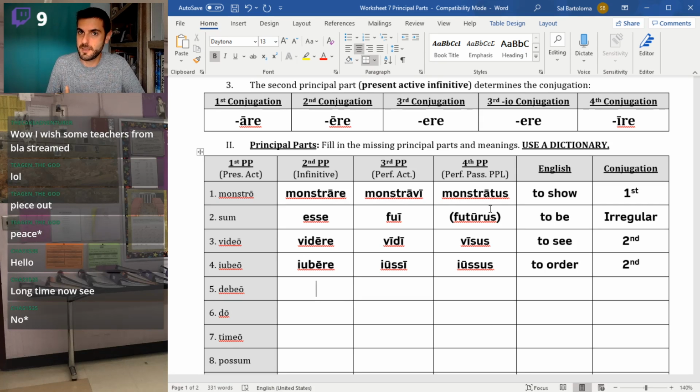Debeo, again, when I see that -eo, makes me think maybe second, and again, I would be right. Debeo, debere, debui, and debitus. That verb means, among many things, to owe. In English, if you think about owing somebody money, you are in that person's... I'll let you fill in the answer. And that is second conjugation.